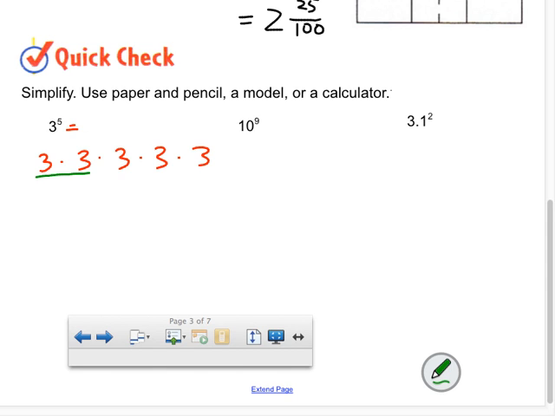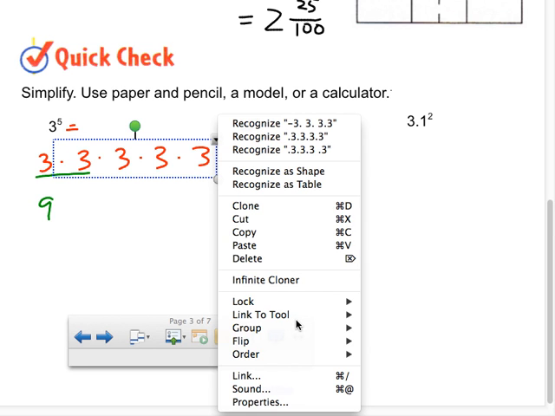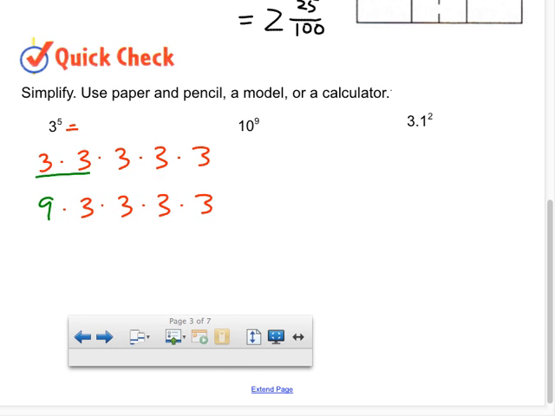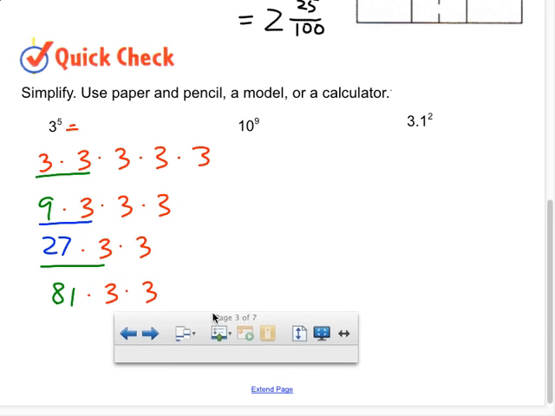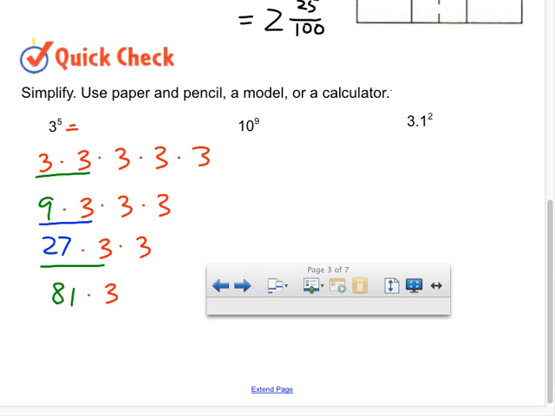Okay, so this part, 9. Okay, so I got 9 times 3, you said 27. Okay, so now I've got 81. I got one more 3 to multiply, right? What's that going to be? 243. We okay? Everybody got that?